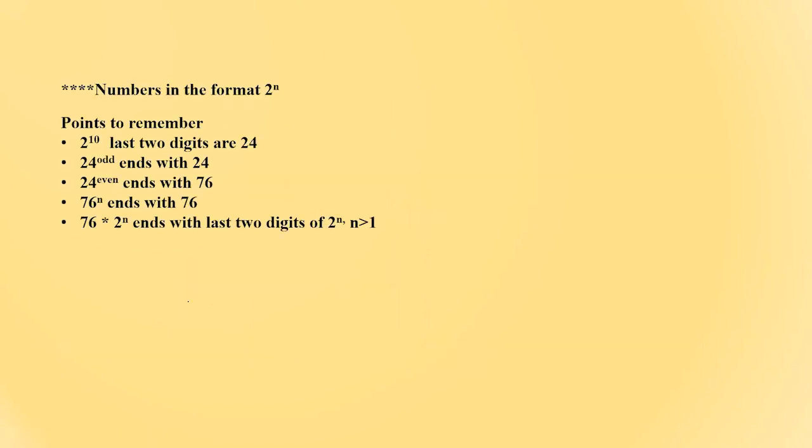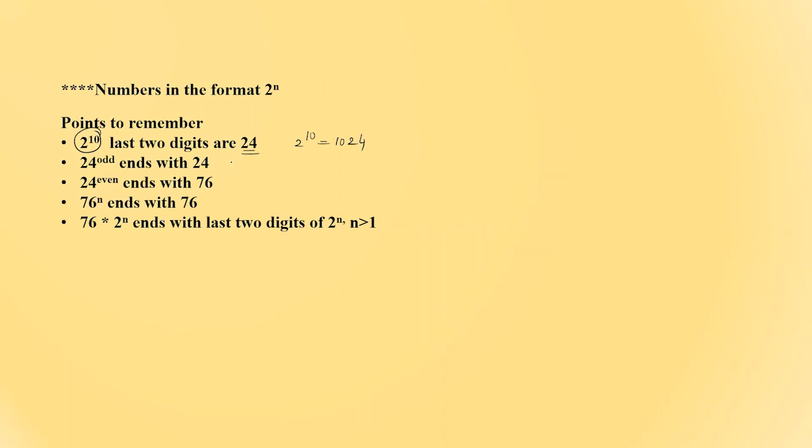For the next case here, the numbers in the format 2 to the power n. A few points to remember here. Remember that 2 to the power 10 is nothing but 1024. So any number in the format 2 to the power 10 would definitely end with a 24. So now you should be very clear with the cyclicity of 24.